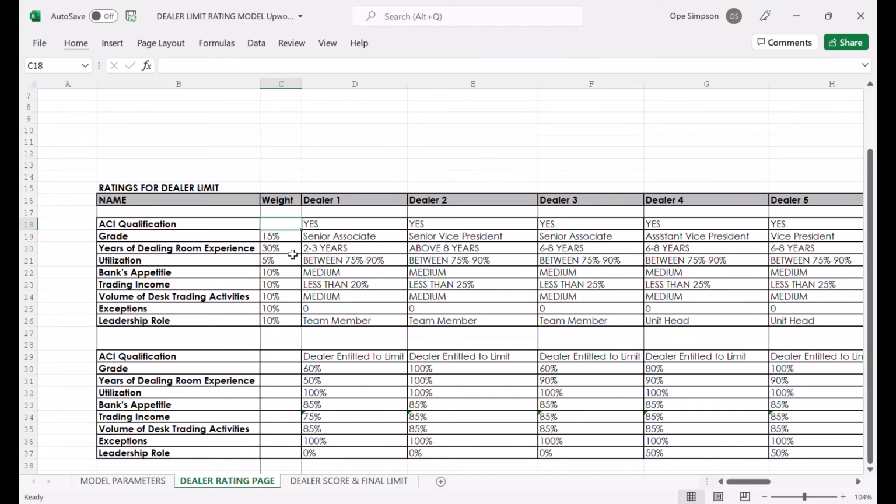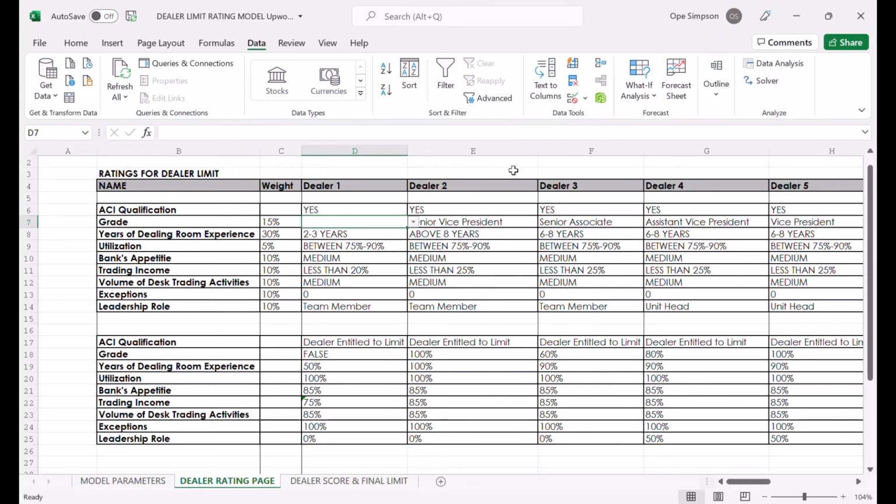Years of dealing experience, 30%. Utilization of past limits is 5%. The bank's appetite is 10%. Contribution to trading income, 10%. Volume of desk trading activity, 10%. Number of exceptions the individual has contributes 10%. And then we have the leadership role, which contributes 10%. I'm going to analyze dealer 1 to show you how this works.